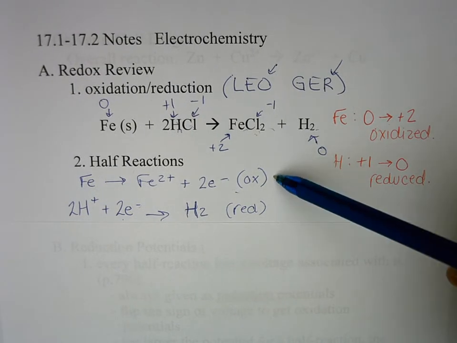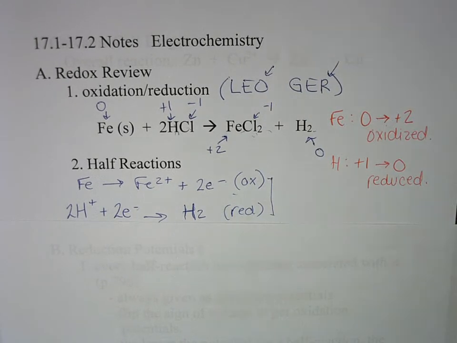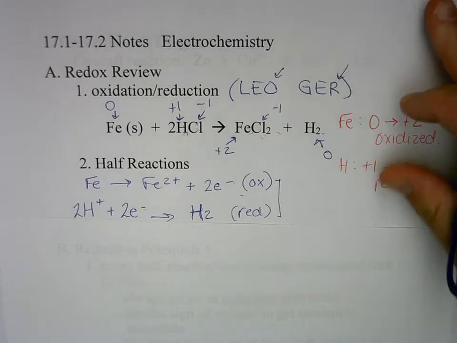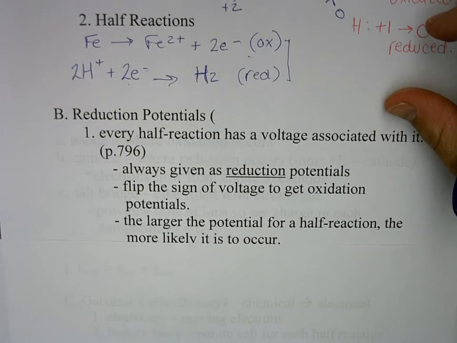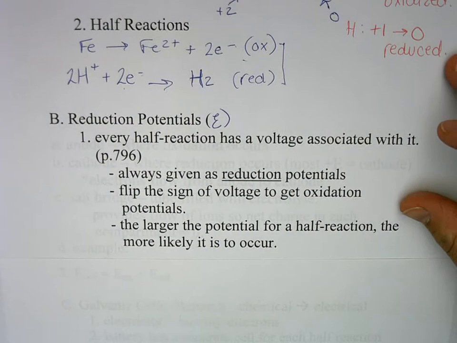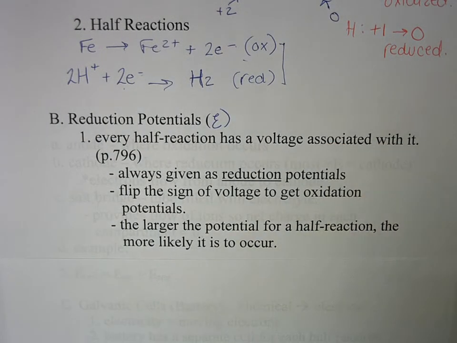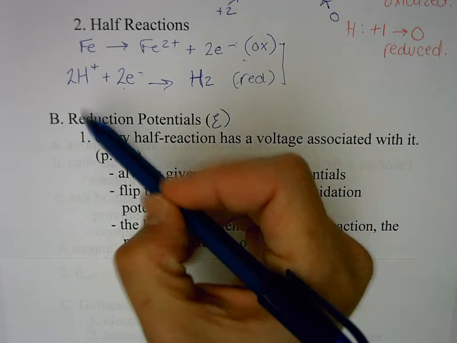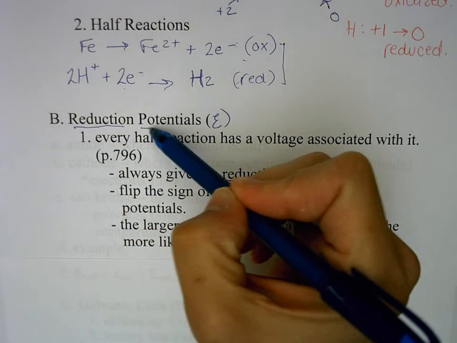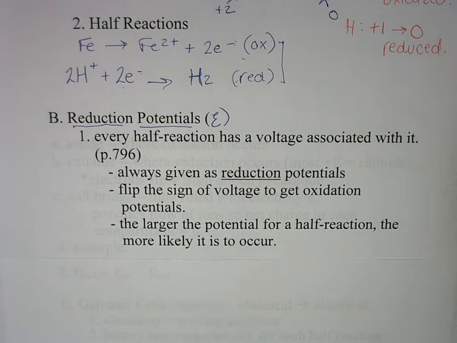The rest of chapter 17 is based on these half reactions and how they work together to allow the flow of electrons to create electricity. Before we talk about how this all comes together to form a battery, we need to talk about how each half reaction has something called a reduction potential assigned to it, what it means, and how we're going to use that to calculate the overall voltage of a battery.